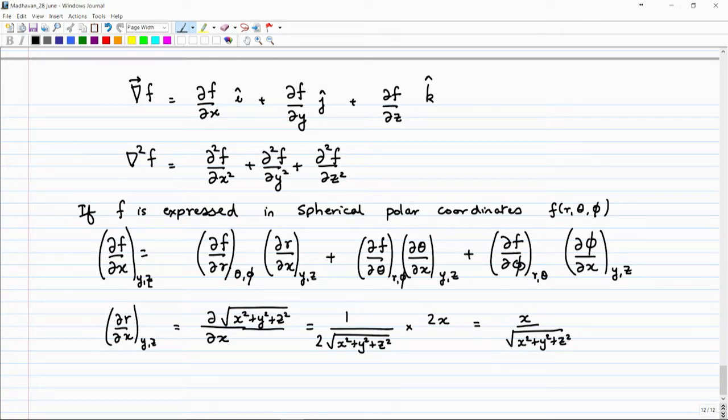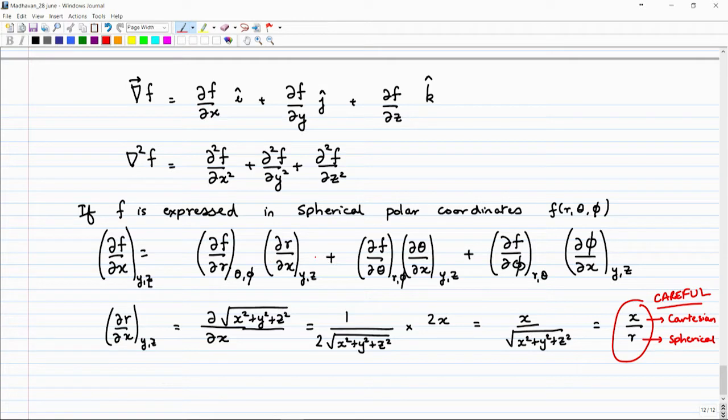And you can write this as x by r, but you should be very careful when you write such expressions. The reason is because they are in two different coordinate systems. x is in Cartesian, whereas r is in spherical coordinates. So, writing something like x by r is something that should be done with extreme care.